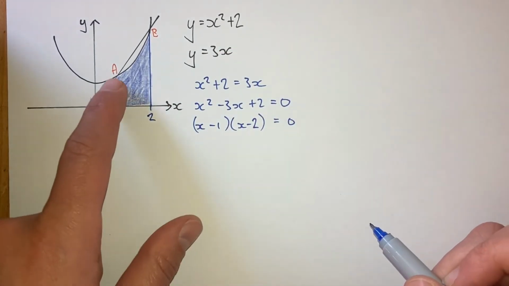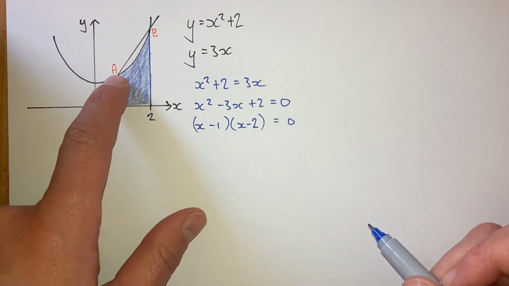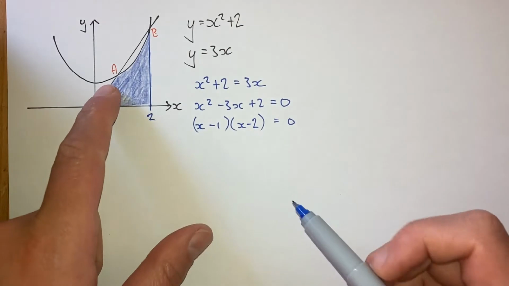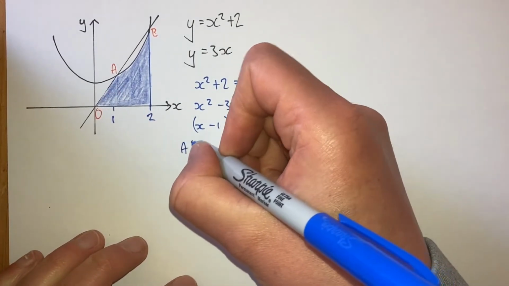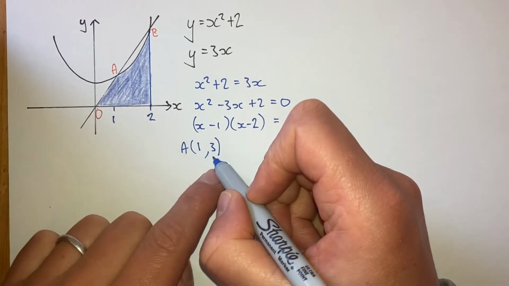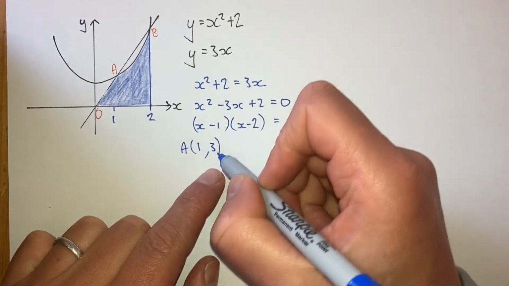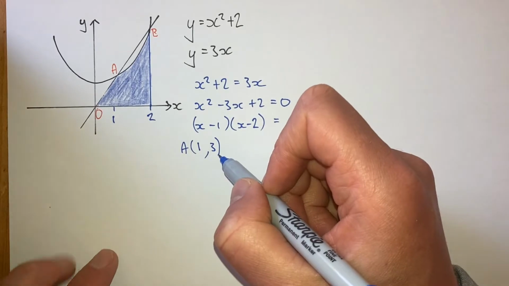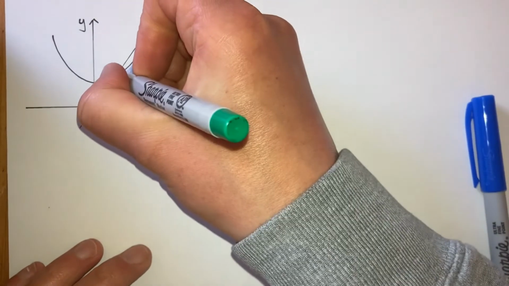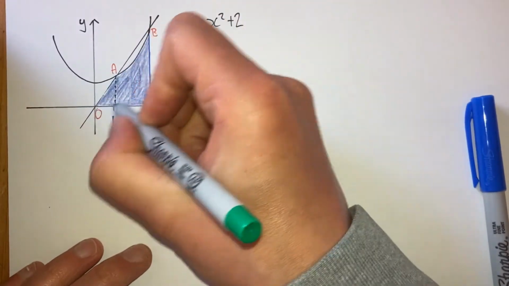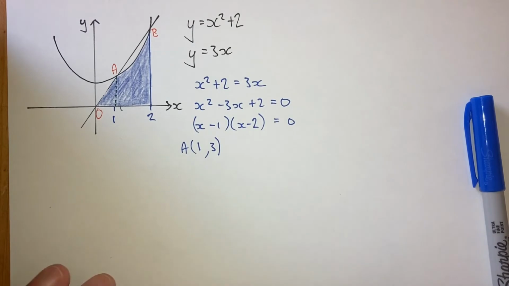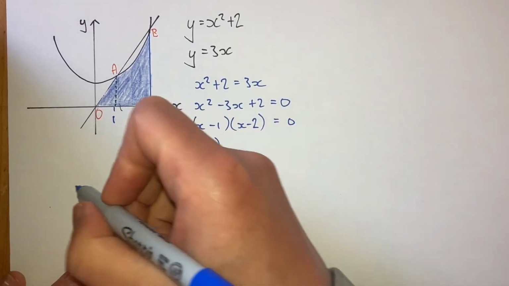It's maybe also useful to work out what the value of the A coordinate is here so that we can work out the area of this triangle. So A is when x is 1, and the y value can be found by substituting into here to get 3. So now we know from earlier that this area is the sum of the triangle plus the area under the curve between 1 and 2. Let's work these out now.